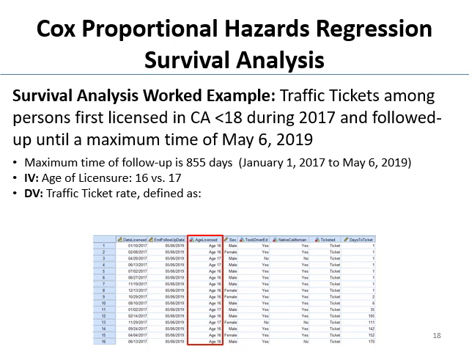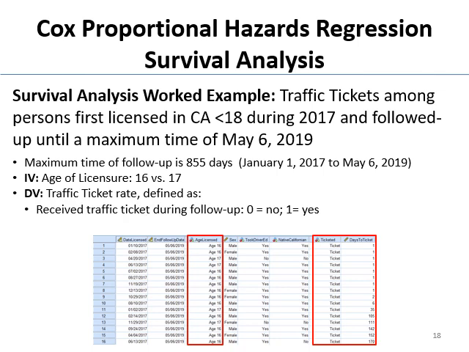The dependent variable is traffic ticket rate. And traffic ticket rate is defined as 2 pieces, right? We've got whether they got a ticket or not, and then we have how much time each person was followed up, in days. So did they get a traffic ticket? 0 is no, 1 is yes, just like logistic regression. But then we have this other piece to it, which is days to get a ticket.